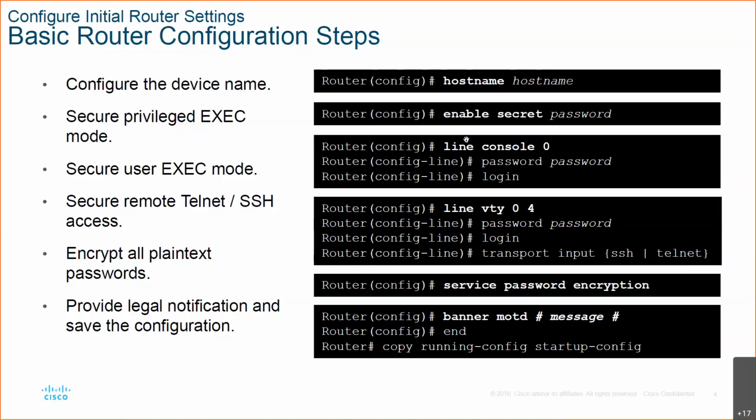Next, you can also give a Telnet or Secure Shell password. What you can do, you can say line vty 0 4 and then give a password. The issue with Telnet and SSH is that first of all, Telnet and SSH is used to access your router from a network. But the issue with this is it is not encrypted. If you want to encrypt it, then you give the service password-encryption command.